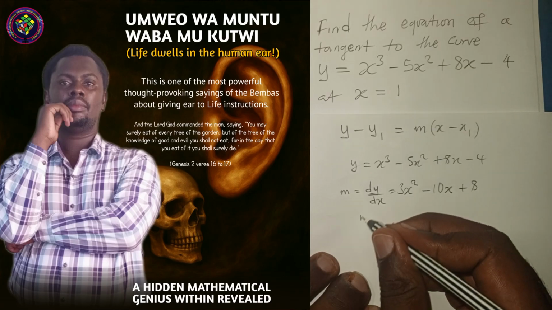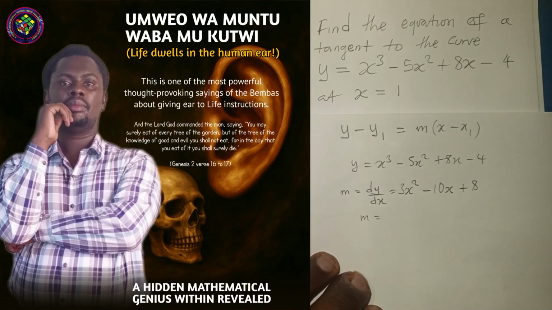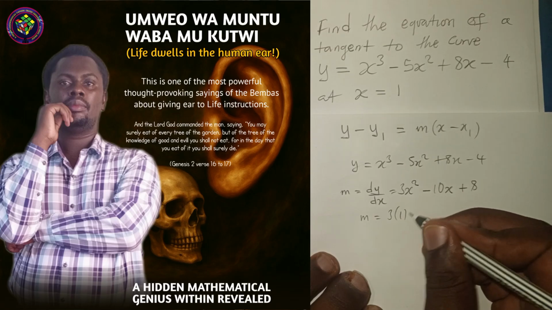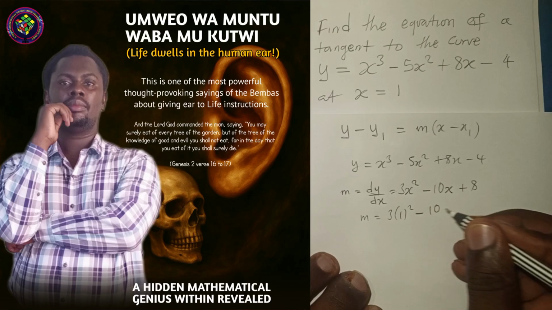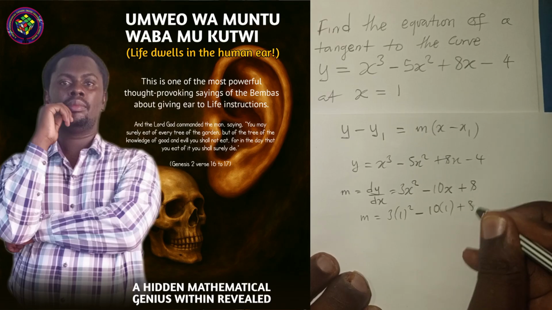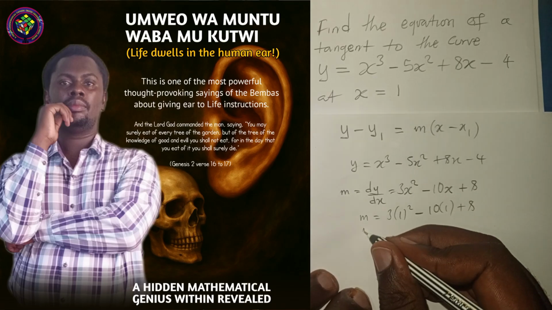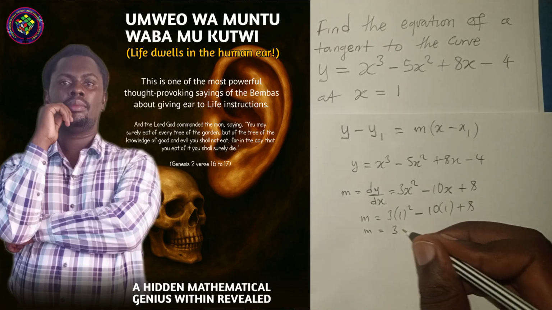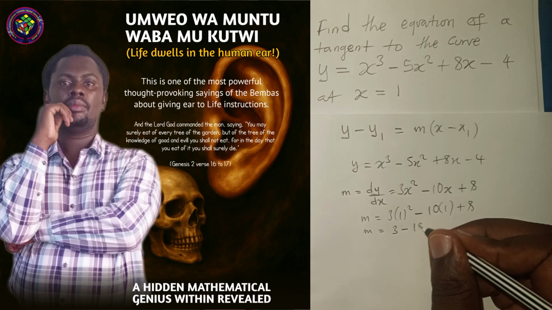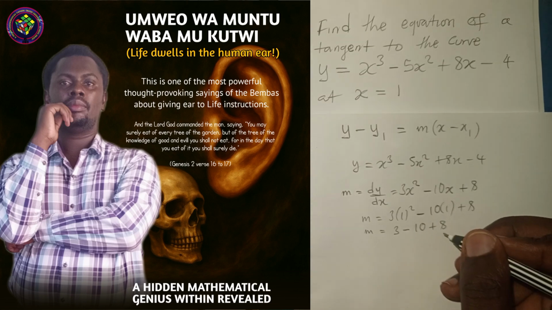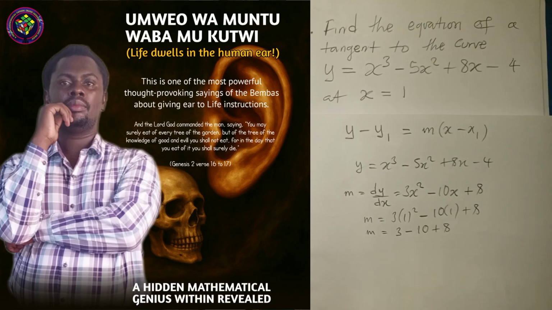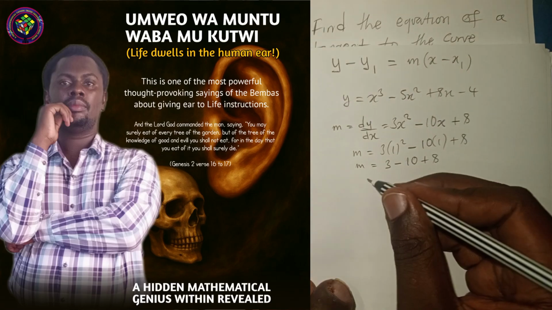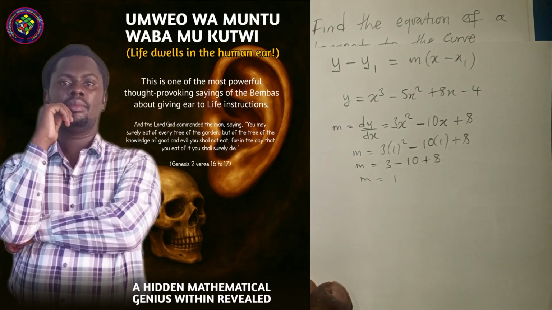1. So therefore m is equal to, where there is x we put a 1. So we have 3 times 1 squared, minus 10 multiplied by 1, then plus 8. So m is equal to 1 squared is 1, multiplied by 3 you get 3, minus 10 multiplied by 1 is just 10, then plus 8. So we have 3 minus 10, you get minus 7, and minus 7 plus 8, you get 1. So the gradient is just 1.